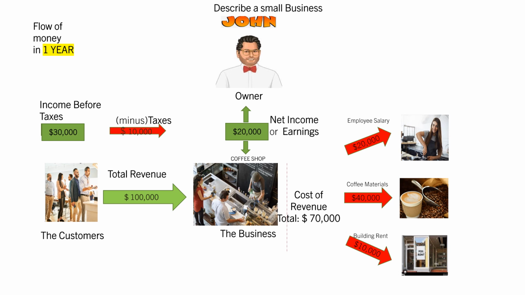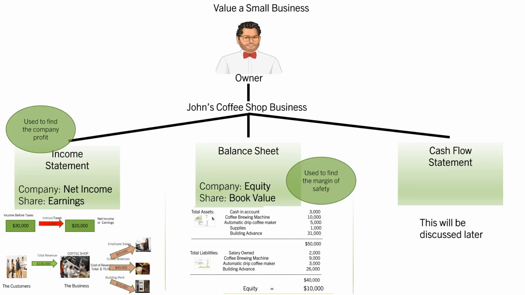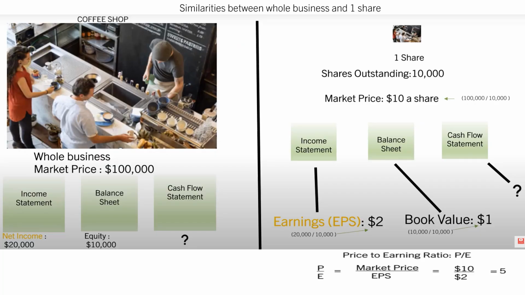We came up with the total revenue, cost of revenue, income before taxes, and net income or earnings. In Chapter 3, we discussed three important documents: the income statement, balance sheet, and the cash flow statement. In Chapter 4, we compared the whole business with one share.